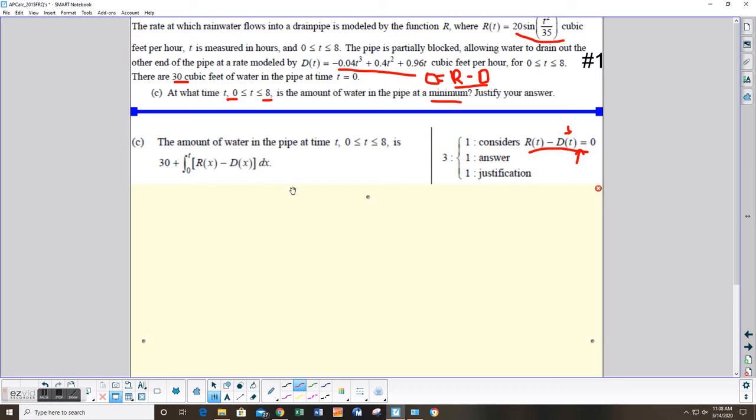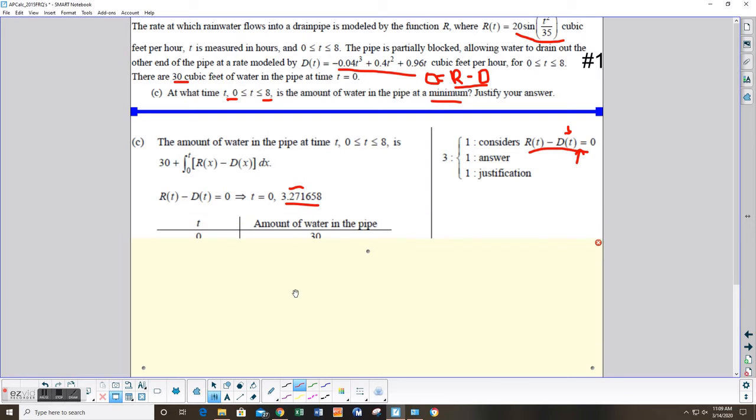So the first thing you need to do is consider that critical point. That critical point is 3.27165. Of course, you only need it accurate to 3 decimal places, so 3.271 or 3.272 is certainly acceptable. And then, of course, we get to our good old candidate test.